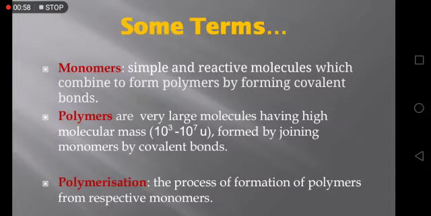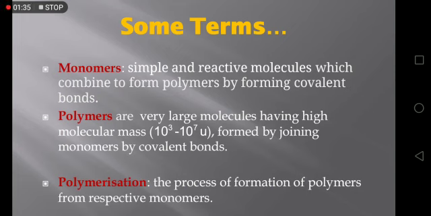So we start with some important terms like monomers. These are simple and reactive molecules which combine to form polymers by forming covalent bonds. Polymers: they are very large molecules, also called macromolecules, as they have very high molar mass and they are formed by joining of monomer units by covalent bonding.